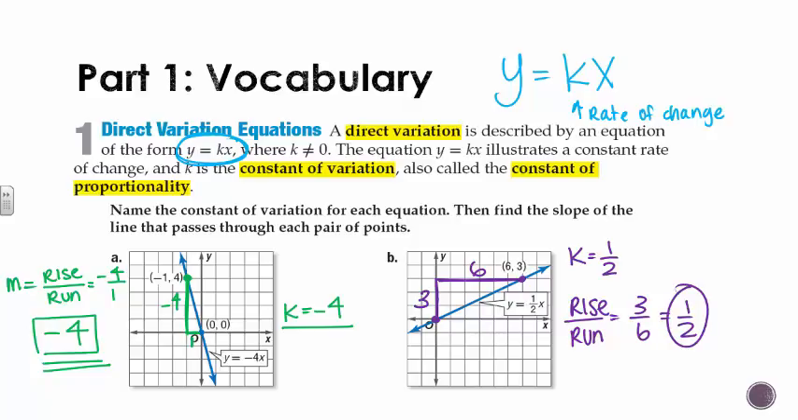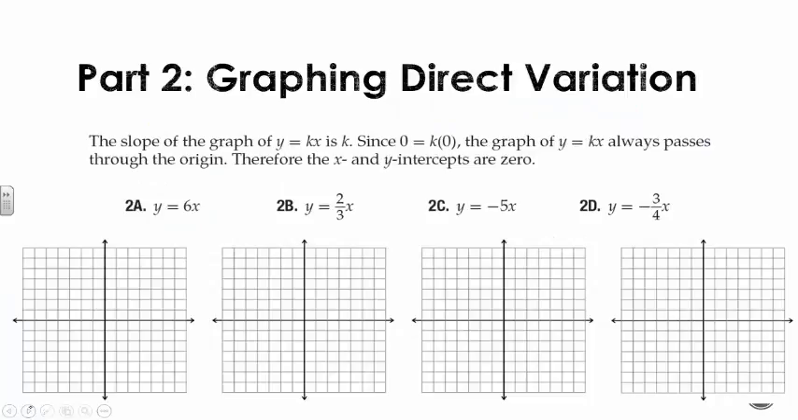So when you talk about this equation that you have right here, whatever your rate of change is going to be the slope on the graph. The slope of the graph is always that, like we just said. And since if you plug in 0, you get out 0, it always passes through the origin, or 0, 0. That means that your x and y intercepts are always 0.